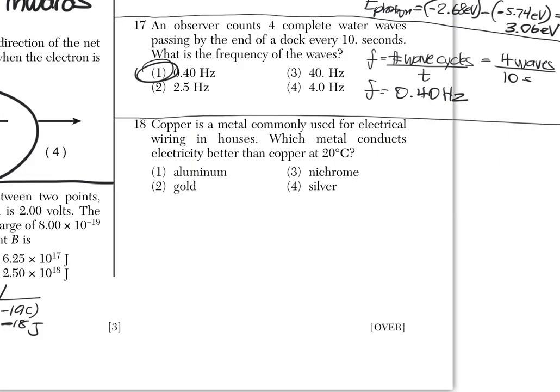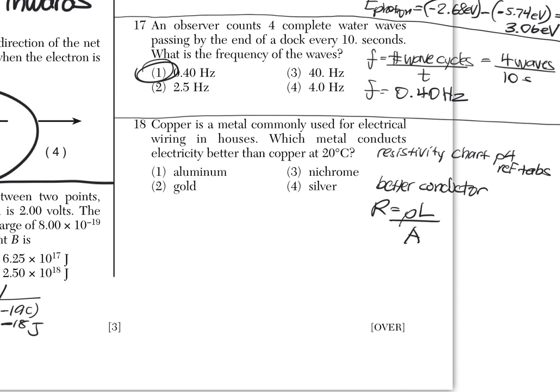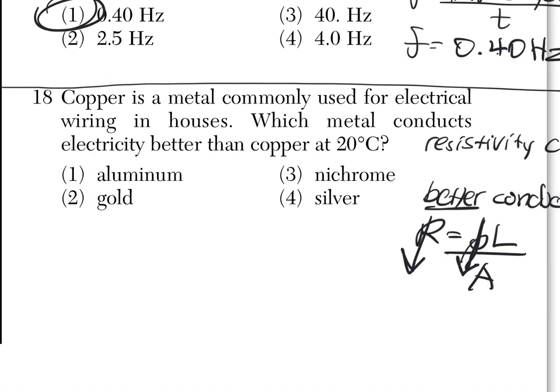And then the last guy in this column, copper is a metal commonly used for wiring houses. Which metal conducts electricity better than copper at 20 degrees Celsius? In order to do that, I'm going to be looking at the resistivity chart on page 4. And it says which is a better conductor. So a better conductor means a lower resistivity, because we have R, resistance is resistivity times the length of the conductor over its cross-sectional area. And so if I want a better conductor, I want a lower resistance, which means that I want a lower resistivity. So let's write down the resistivities of these different materials.